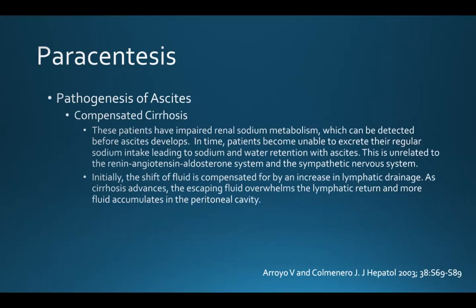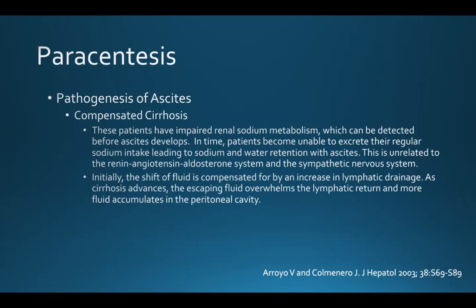Patients with compensated cirrhosis have impaired renal sodium metabolism, which can actually be detected before ascites develops. Over time, patients become unable to excrete their regular sodium intake, which leads to sodium and water retention with ascites. This is unrelated at this time to the renin, angiotensin, and aldosterone systems and the sympathetic nervous system.